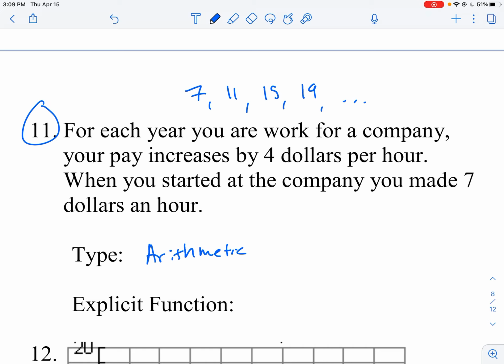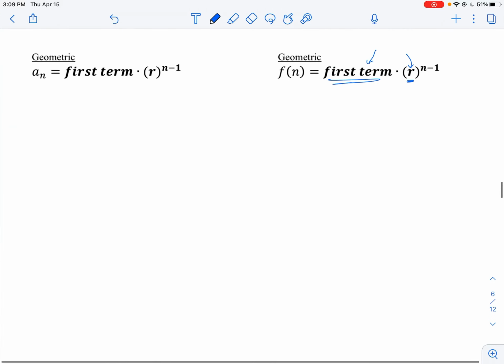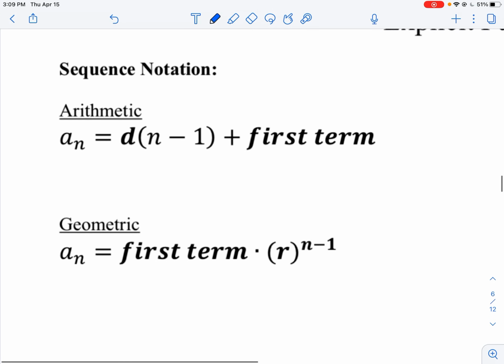We know our common difference is 4, so our d is 4. And we know our initial value here, our starting number, is 7. So I'm actually going to switch to function notation here, because you do have to be familiar with that as well. So we're at a sub 1 is 7. If you want a quick reminder what that looks like, that's what this stuff is.